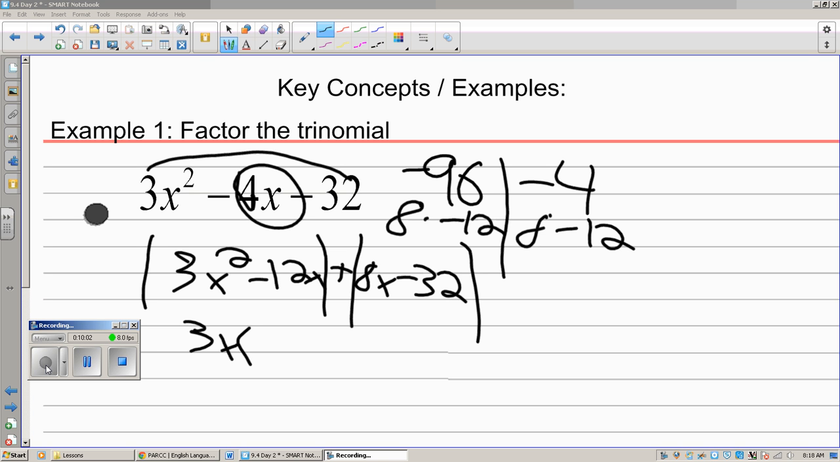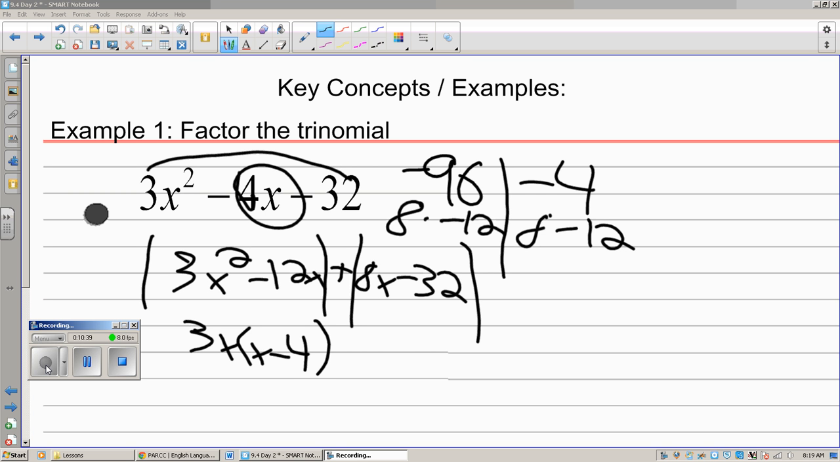3x times x minus 4. What did you do there? Can you explain in your words what you're doing? The greatest common factor in the binomial 3x squared minus 12x is 3x, and you factored that out. Yes.